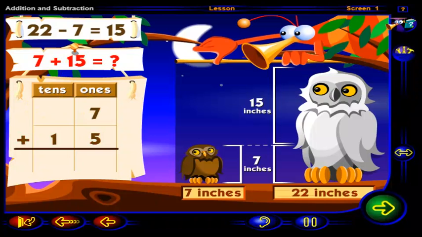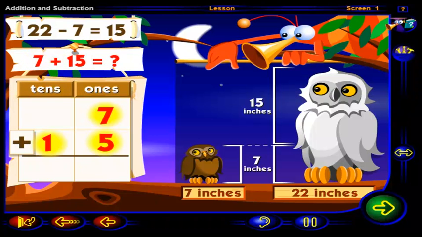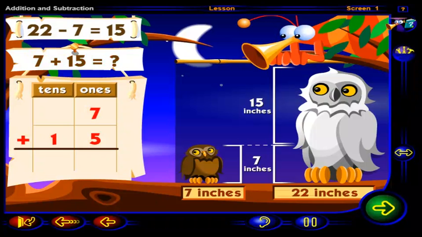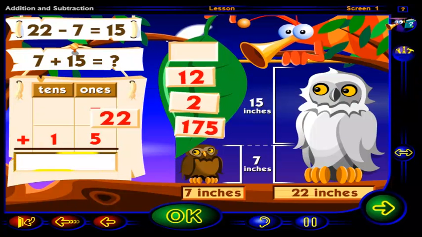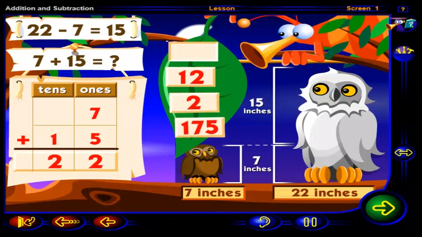Now that the digits in these numbers are lined up in the tens and ones places, we can add. What is the sum of 7 and 15? Drag a number here. When you're done, click OK. That's right. The sum of 7 and 15 is 22.